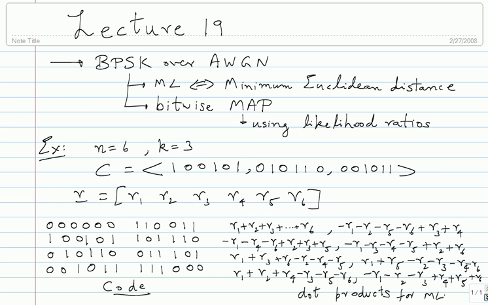For ML decoding. Now try to write down the bitwise MAP expression for, say, bit 1, bit 2 and bit 3. Those are the three message bits, and maybe those are the only three bits I care about. I don't care about the other three bits. So try to write down the expression for those three bits at least. Then let's see how it looks.